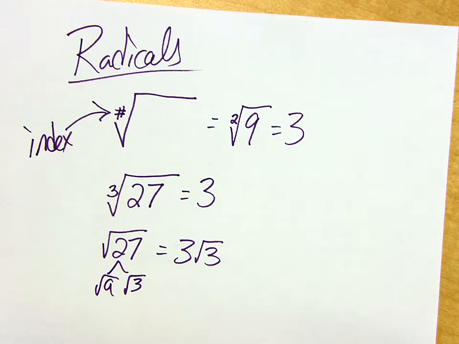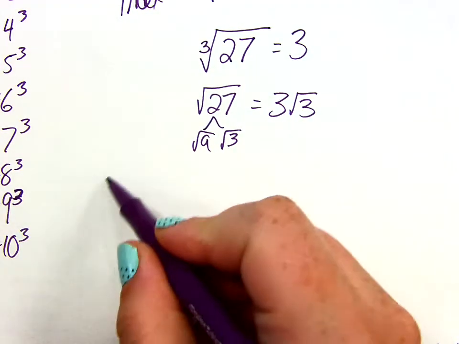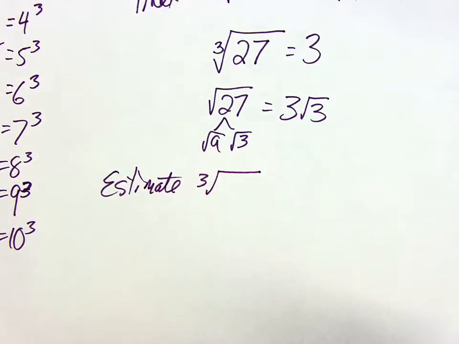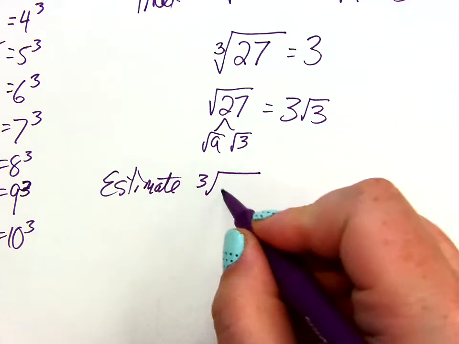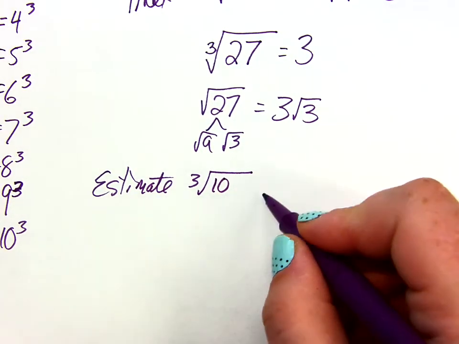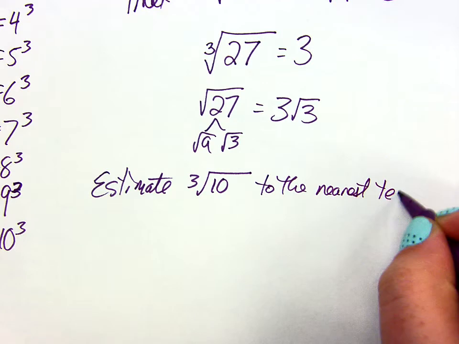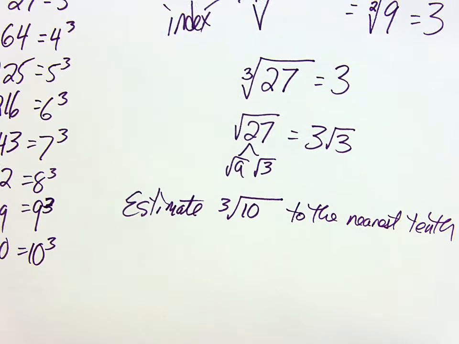And that's how you write it, okay? So let's say I ask you to estimate the cube root of, how about 10? Estimate the cube root of 10 to the nearest tenth. All right, cube root of 10.